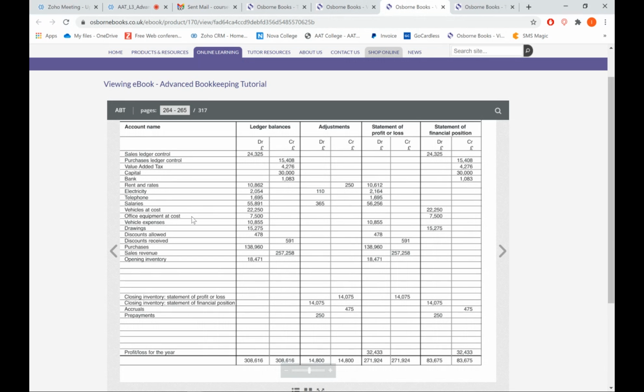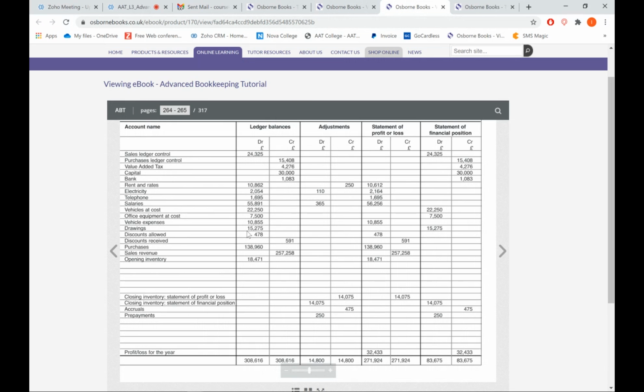Salaries? Yeah, that we already sorted in adjustment. Now, when we are putting into the P&L and financial position, just adjust these figures. Salaries, debit, add up, and it's going to the P&L. Vehicle at cost is an asset, so it is in financial position. Vehicle expenses is an expense, so it is in the P&L debit.